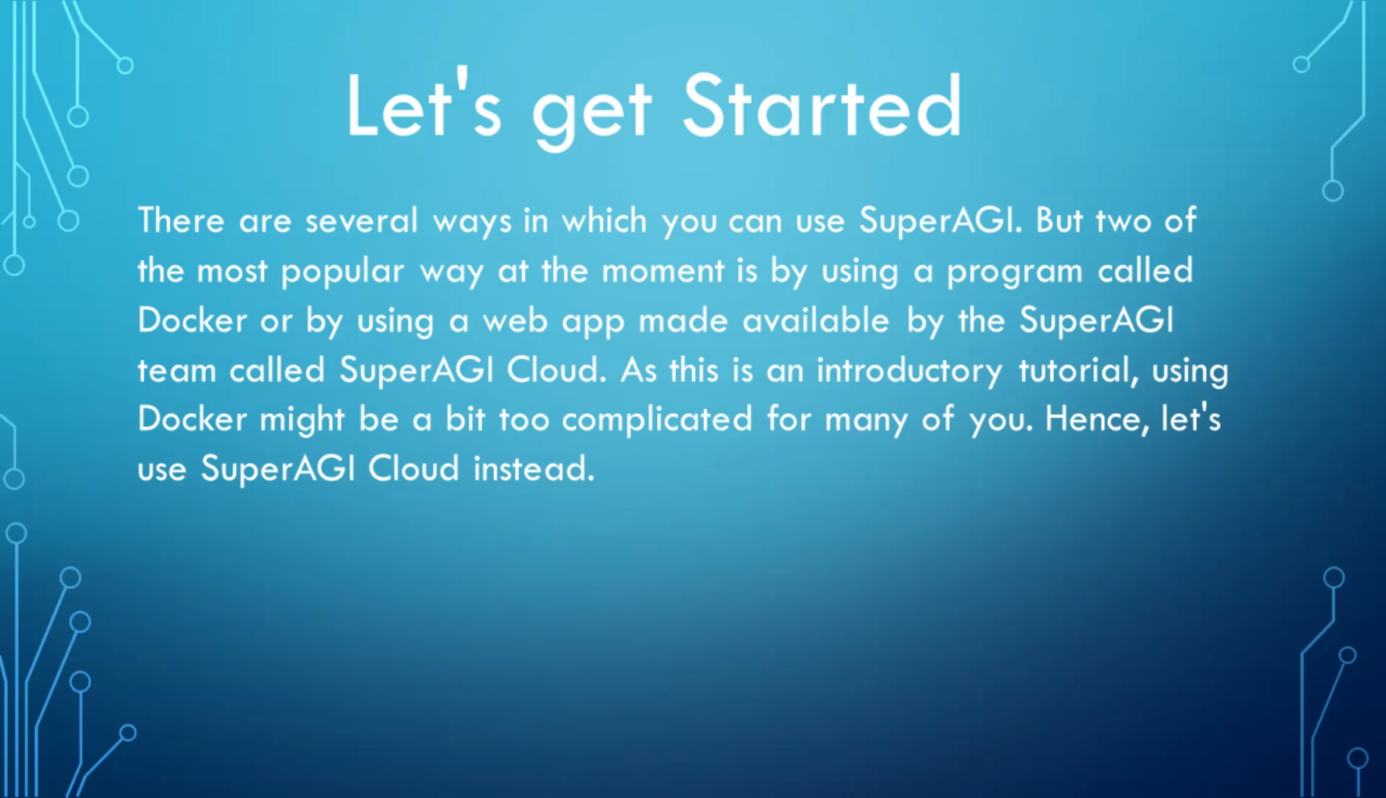Let's get started. There are several ways in which you can use SuperAGI, but two of the most popular ways at the moment are by using a program called Docker, or by using a web app made available by the SuperAGI team called SuperAGI Cloud. As this is an introductory tutorial, using Docker might be a bit too complicated for many of you. Hence, let's use SuperAGI Cloud instead.